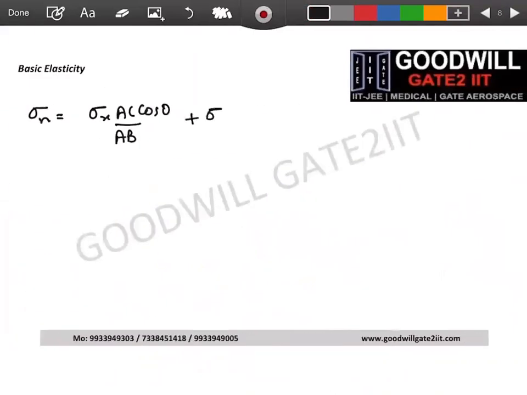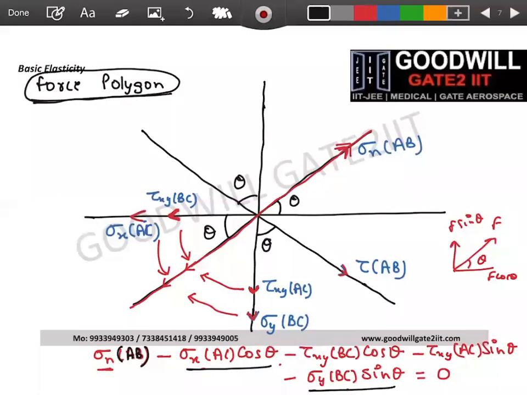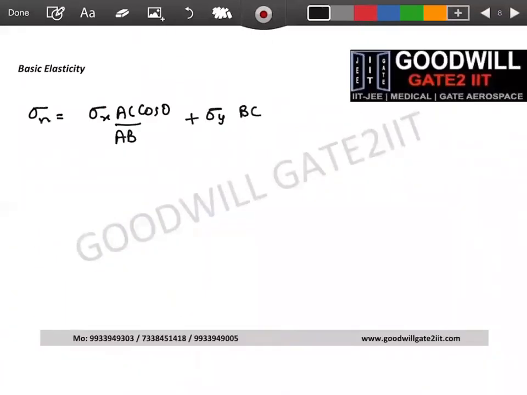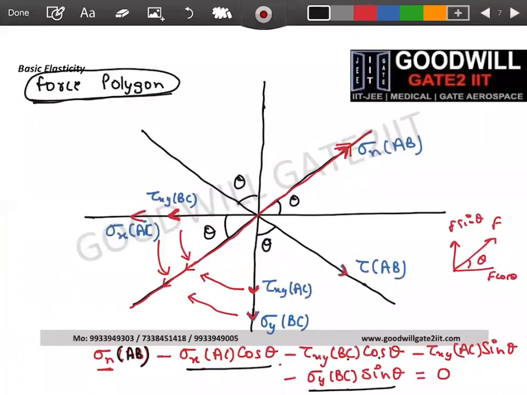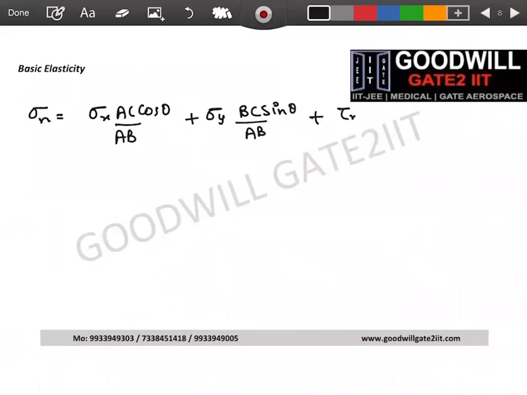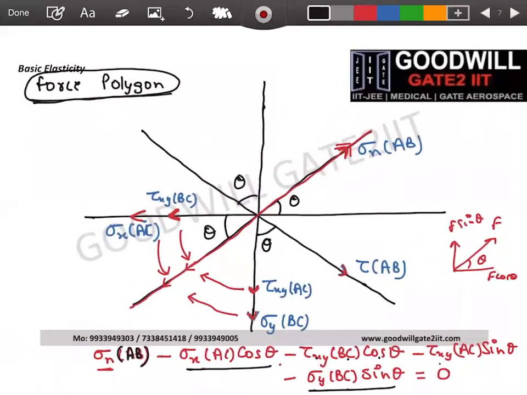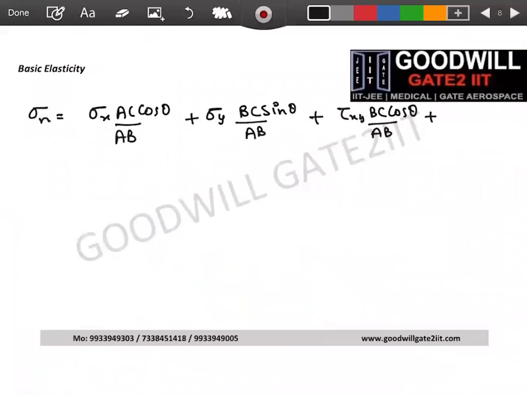So plus sigma y BC sine theta, so this is BC sine theta divided by AB, plus tau xy into BC cos theta divided by AB, plus the last term, tau xy AC sine theta divided by AB. So nothing new. I've taken left-hand side terms to the right-hand side and divided this entire equation by AB.